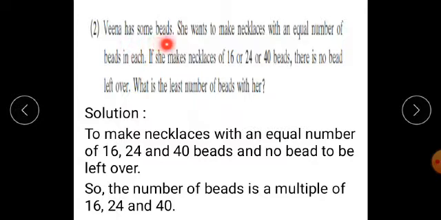Veena has some beads. She wants to make necklaces with an equal number of beads in each. If she makes necklaces of 16, or 24, or 40 beads, there is no bead left over. What is the least number of beads with her?